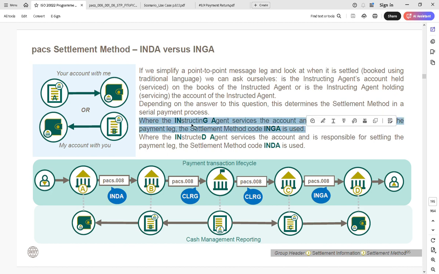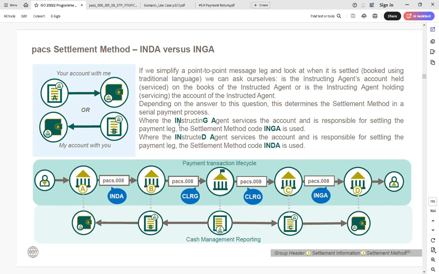The instructing agent means the sender's bank. Here the A bank is the instructing agent, and the short form INGA means the instructing agent services the account for the payment leg. The settlement method is called INGA. INGA means it is done at the sender's end. Where the instructed agent services the account and is responsible for settling the payment leg, the settlement method is called INDA.